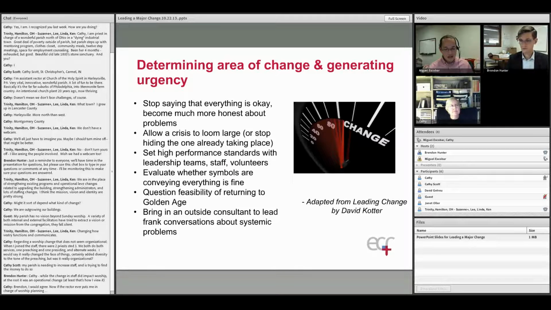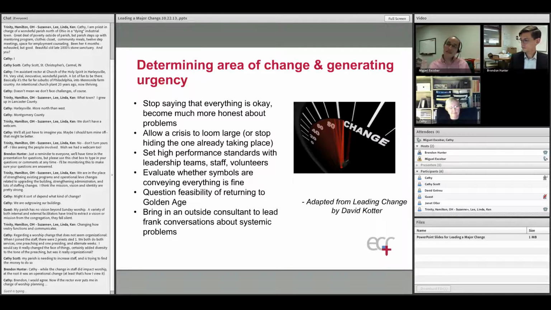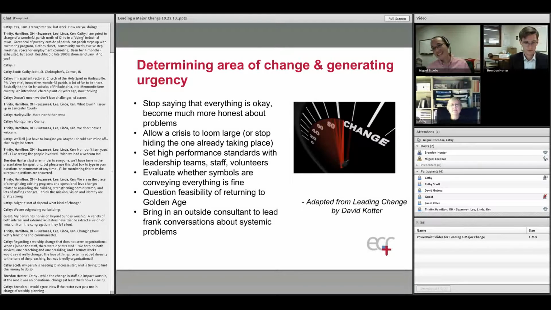And so if the first step is knowing to never underestimate sources of inertia, the second step is going to be generating urgency. Generating urgency around just the mere fact that something needs to change. And really the first point here, stop saying that everything is okay, become much more honest about problems, is basically the underlying principle of all the ones that follow. And I'm wondering if, Brendan, you can share a story from your own experience on this.